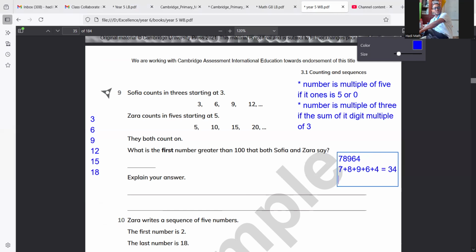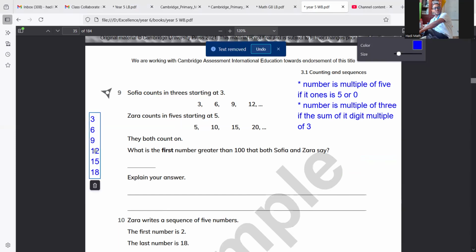If you don't know about 34, you can add the digits: 3 plus 4 is equal to 7. Is 7 a multiple of 3? No. So this number is not a multiple of 3. We add up all the digits, and then the result should be a multiple of 3. If yes, that means the number is a multiple of 3.